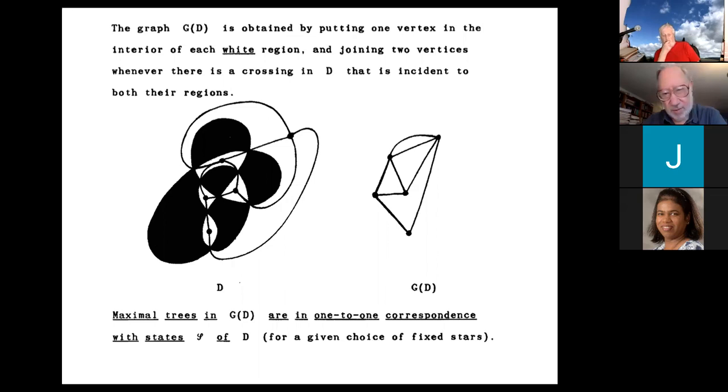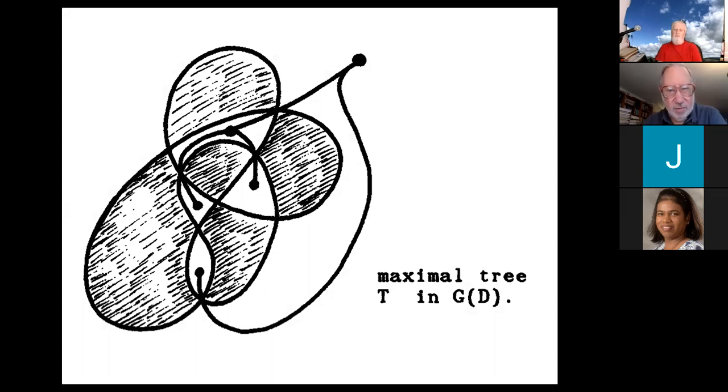Now it turns out that the maximal trees in the checkerboard graph are in one-to-one correspondence with the states that we've been just talking about. And how does that look? How does that happen? Well, you grow a tree in T, and then you find that you have produced edges that go through a lot of crossings, and some crossings are left alone, as you see. And if you then grow a corresponding tree in the black regions, that will be uniquely determined by what you already did and a choice of starting point, a choice of root.